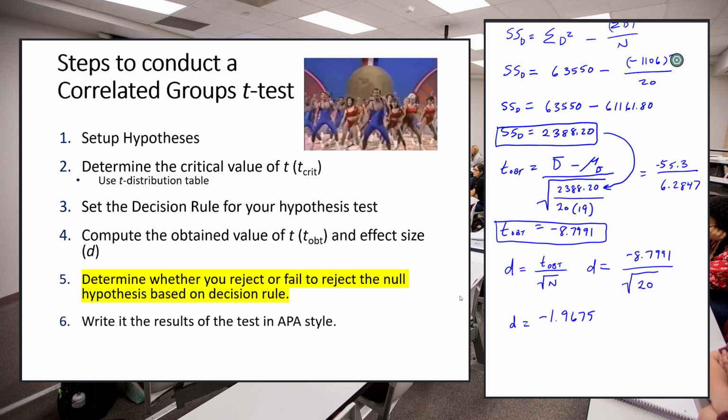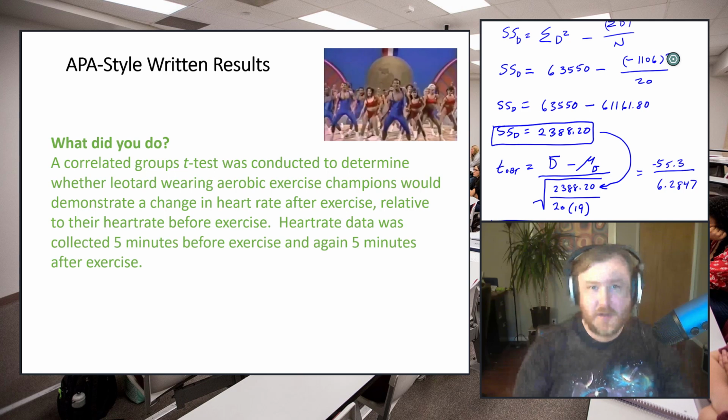So let's go ahead and write this up in APA style. Here is our APA style write-up. As always, there are 3 parts to this. The first is what did you do? The second is what did you find? And the third is what does it mean?